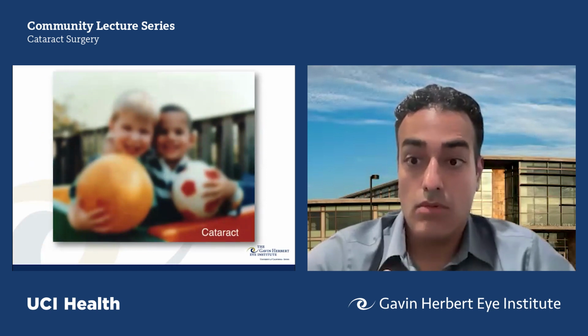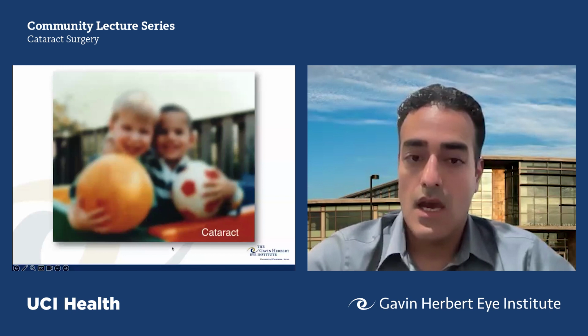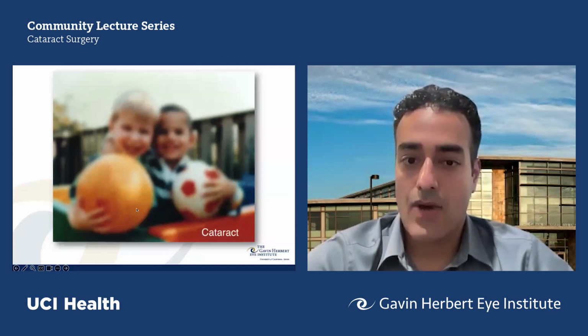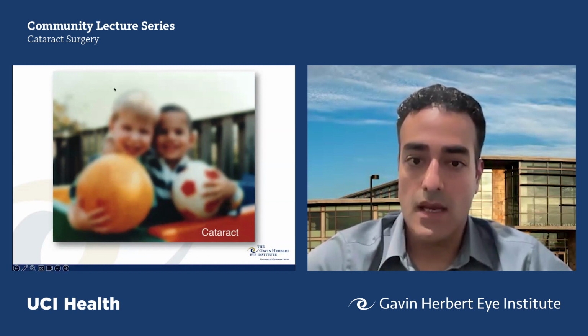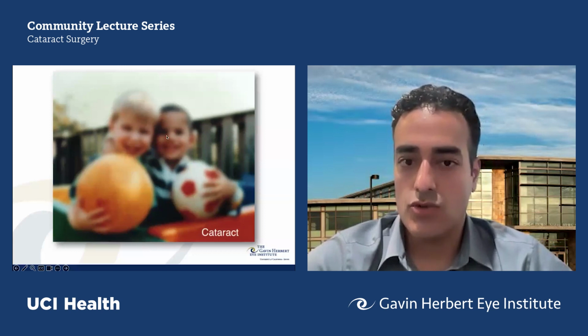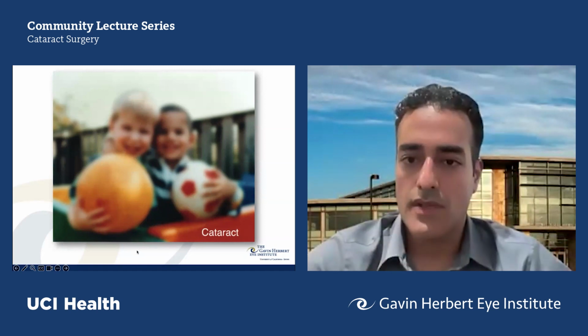So many people want to know how a cataract affects their vision. This is a demonstration of what a cataract does. It basically lowers the contrast and the overall quality of the images that we are seeing. So you can tell, yes, there are two children here, and they're holding balls in their hands, but the actual contrast, the colors, the crispness, that's what we're losing as a cataract progresses.